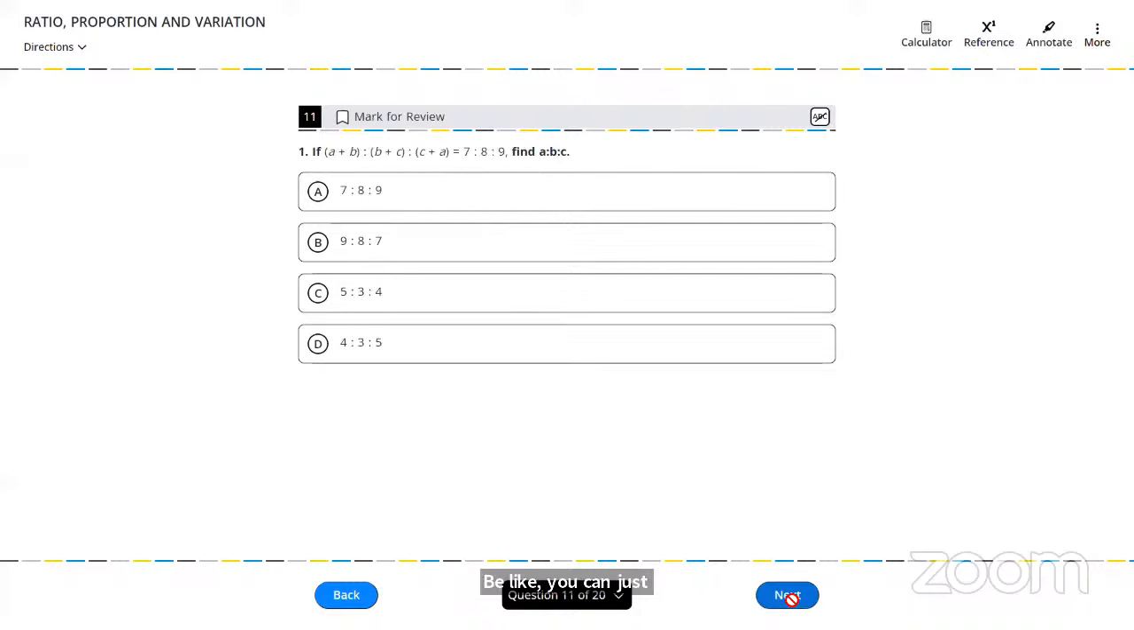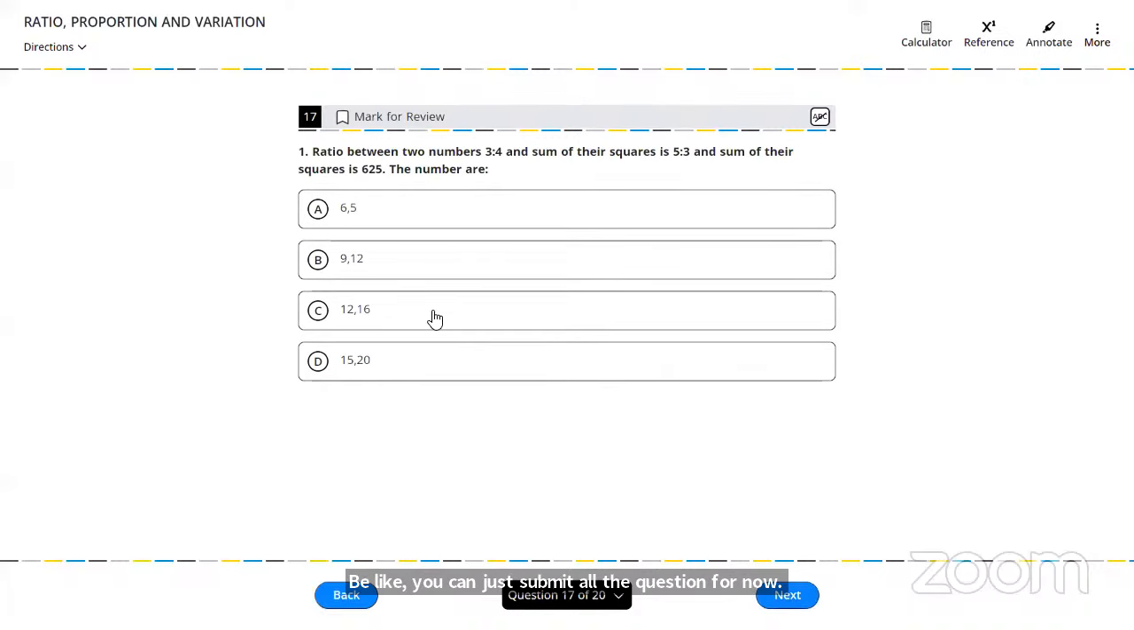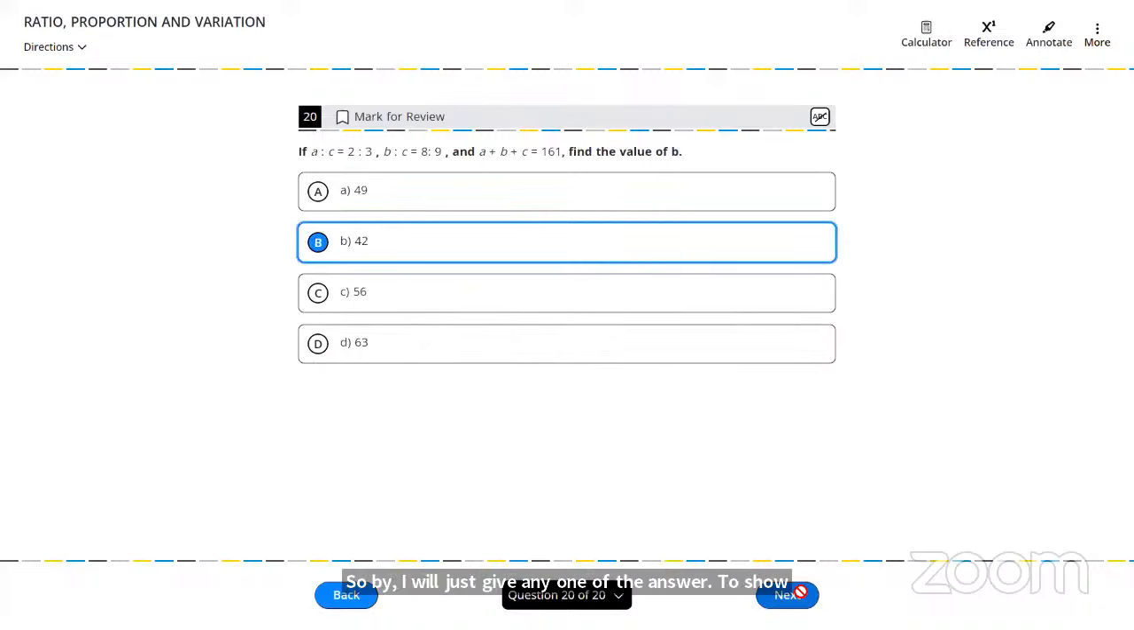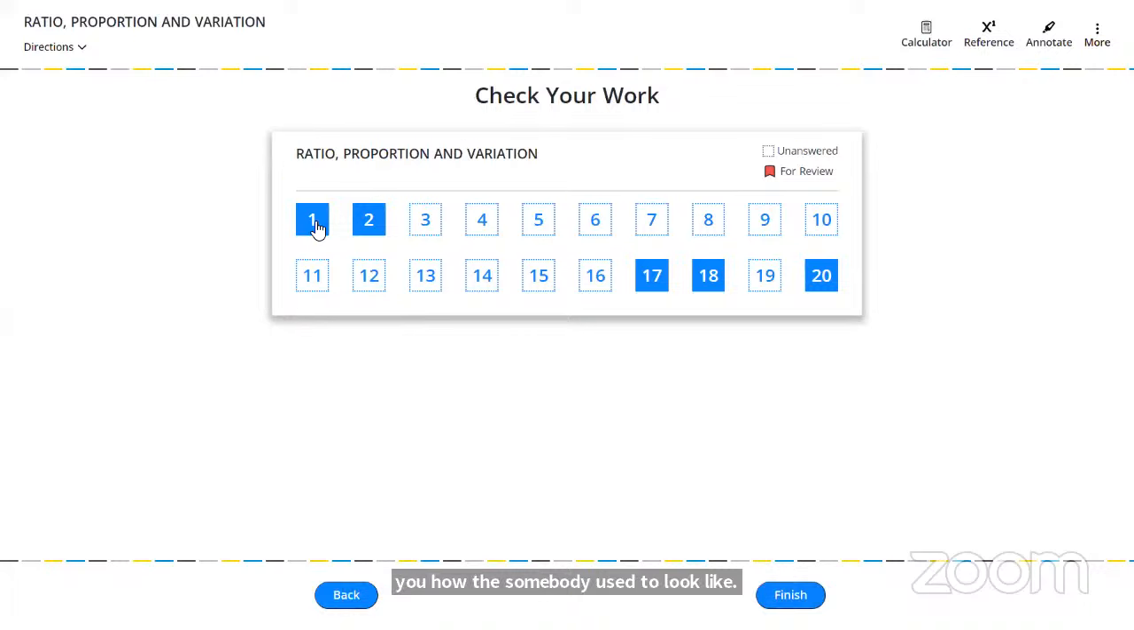For now, I'm skipping all and I will submit the test. I will just give one answer to show you how the summary looks. And see here also which questions you marked and which you did not. You are able to see unanswered, for review, answered. So I will finish my test.